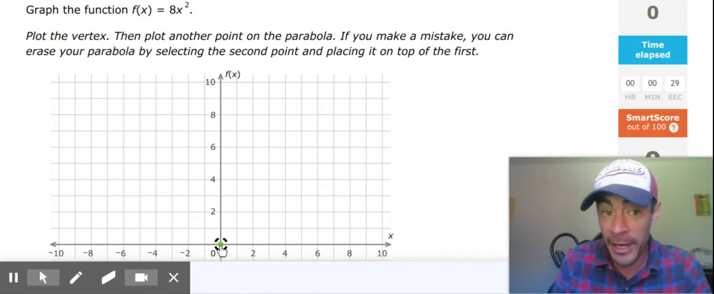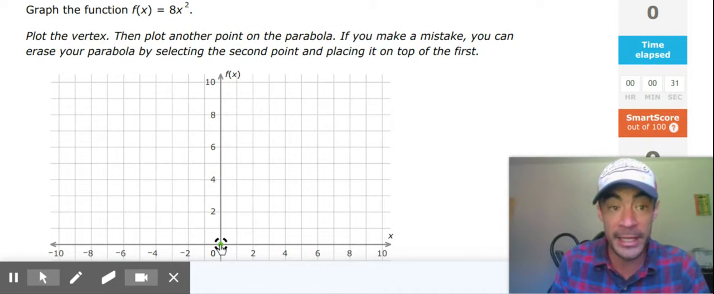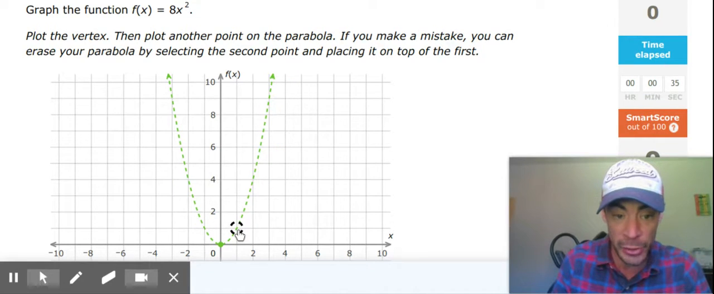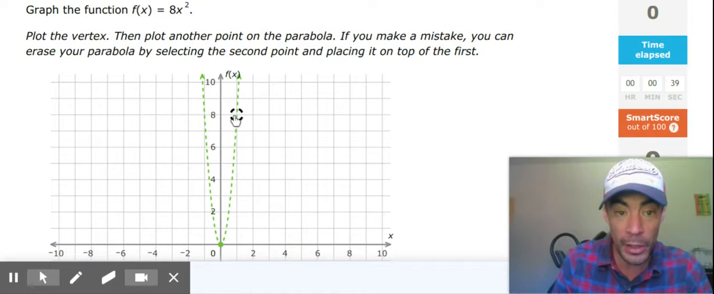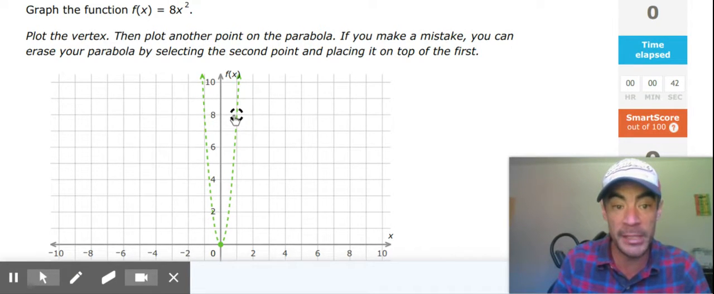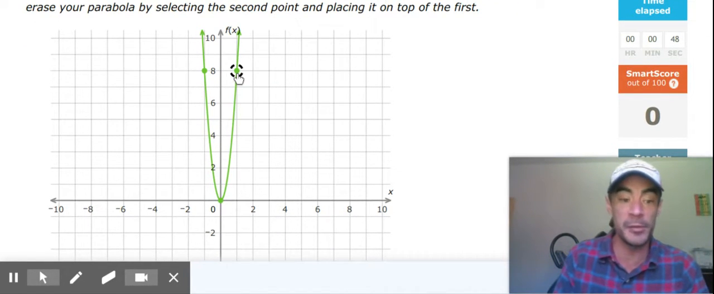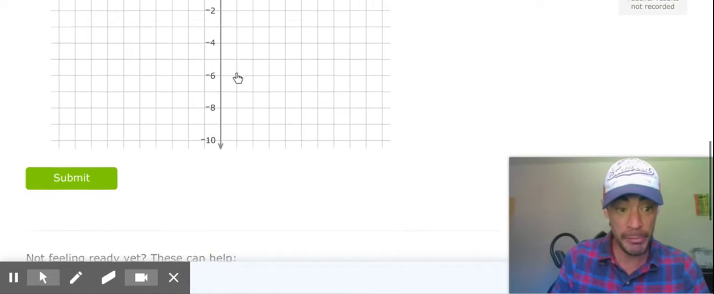Okay, the a value is 8. So that is still opening up, and it's been stretched by a factor of 8. So instead of going through 1, 1, it now goes to 8 times that height. 1 times 8 is 8. Okay, so I have my vertex, and I plotted 1 point, which gives me the direction and the shape of the parabola.